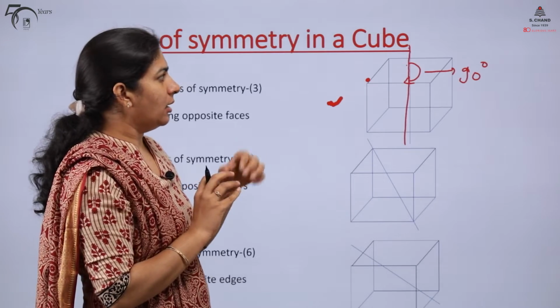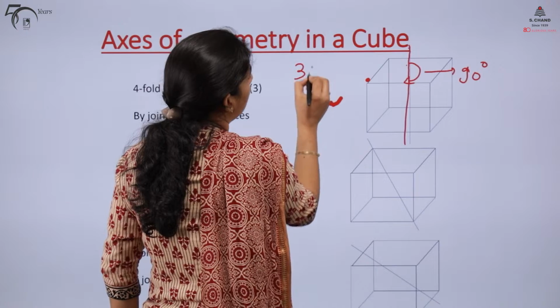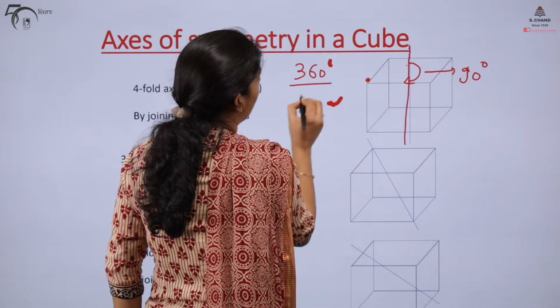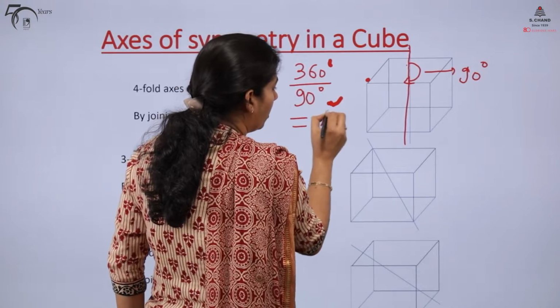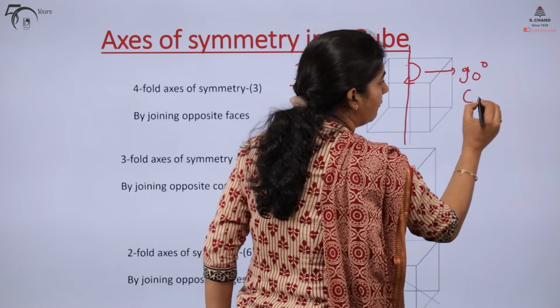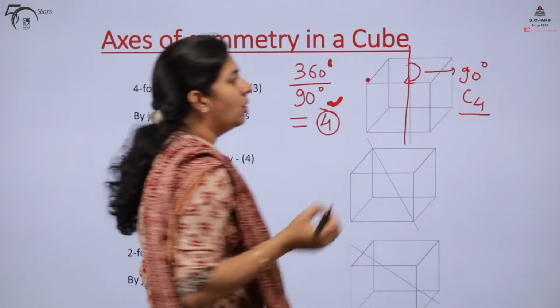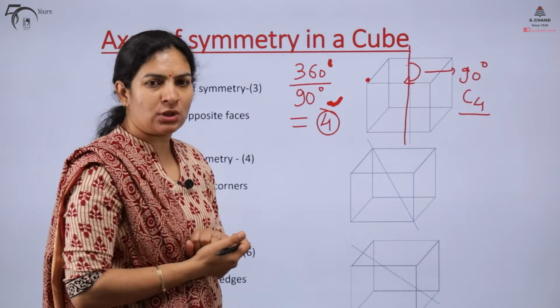So what is the order of the axis which is present over here? Again, to get the order, we divide 360 by 90 degrees. So we get 4. So what is the order of this axis? C4. So C4 axis of symmetry. A 4-fold axis of symmetry is present.